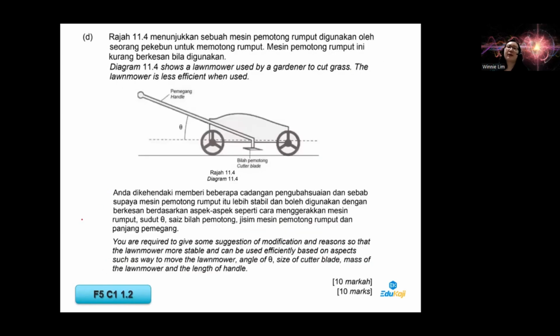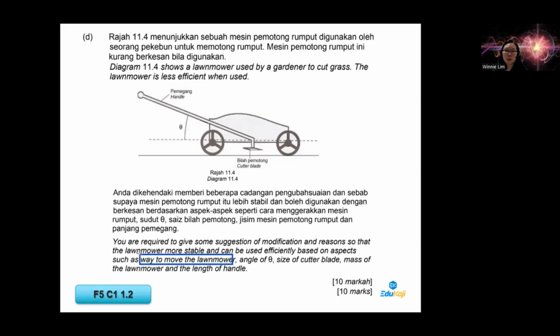Then the last part, a problem solving question, 10 marks again. So what do they show you? Diagram 11.1, 11.4 shows a lawn mower used by a gardener to cut grass. The lawn mower is less efficient when used. You are required to give some suggestions of modifications and reasons so that the lawn mower is more stable and can be used efficiently, based on aspects such as the way to move the lawn mower, angle of theta, size of the cutter blade, mass of the lawn mower, and also the length of the handle. So these are the 5 aspects that you have to focus on.